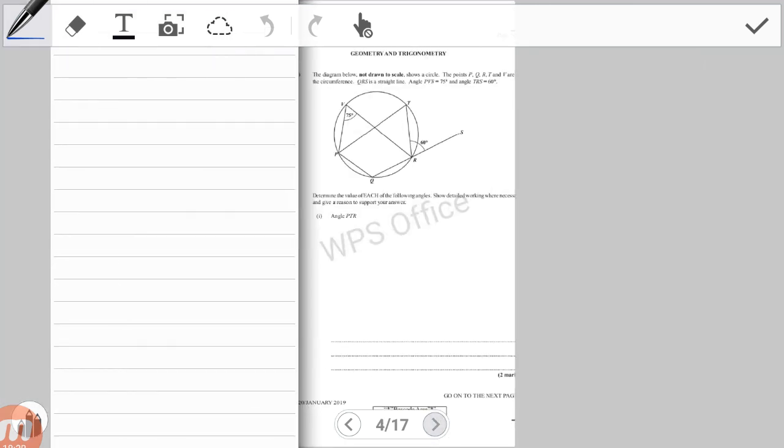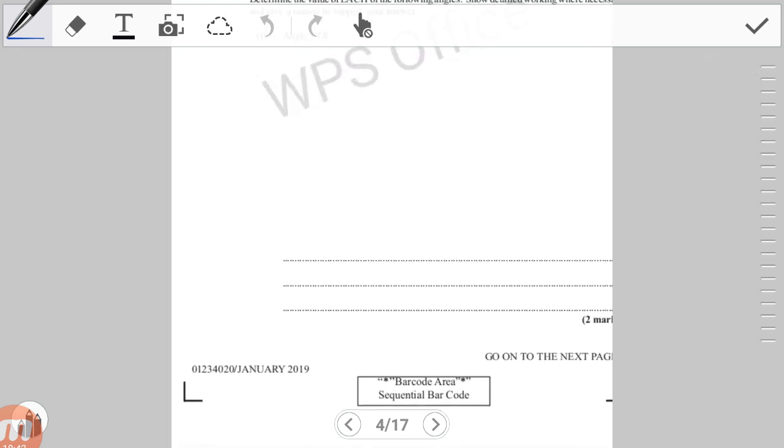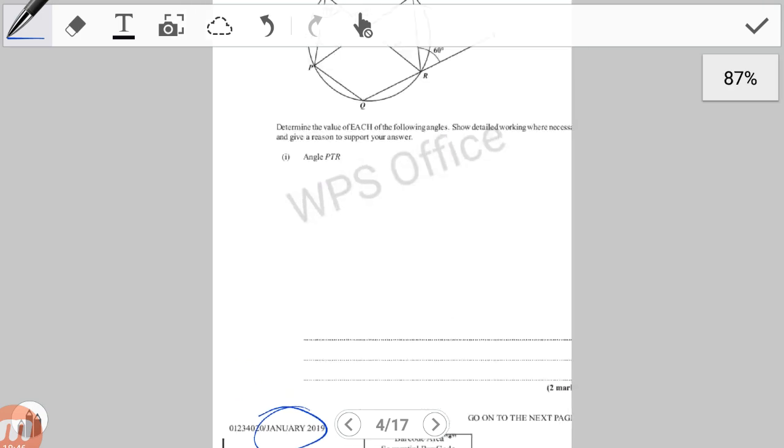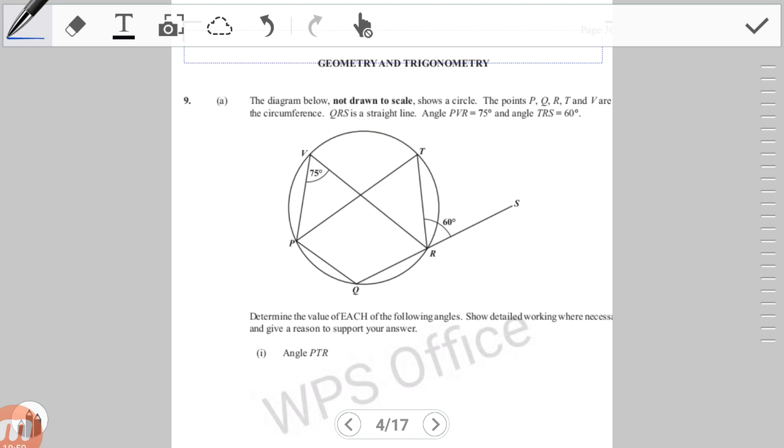Let's then have a look at the 2019 exam paper here, and this was one that was sent in January of 2019. So let's have a look at this one. Now once again here, let's go ahead. It says here that the diagram below, not drawn to scale, shows a circle. And again, guys, as you can see, for repetition purposes, the points P, Q, R, T, and V are on the circumference.